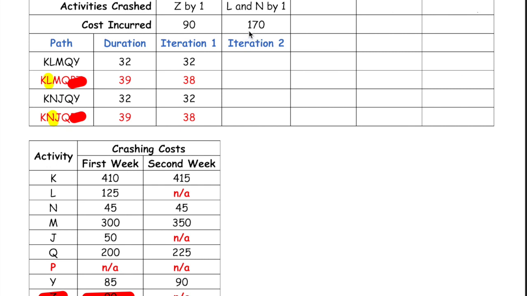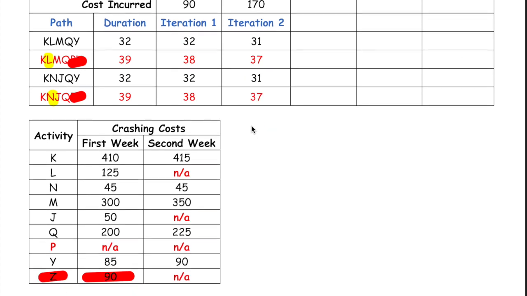At the end of this iteration, every path that contains activities L or N is going to be reduced by one time period. So the first path is going to go down to 31 since it has activity L. The second path would go down to 37. The third path down to 31 since it has activity N. And the final path would go down to 37 as well.